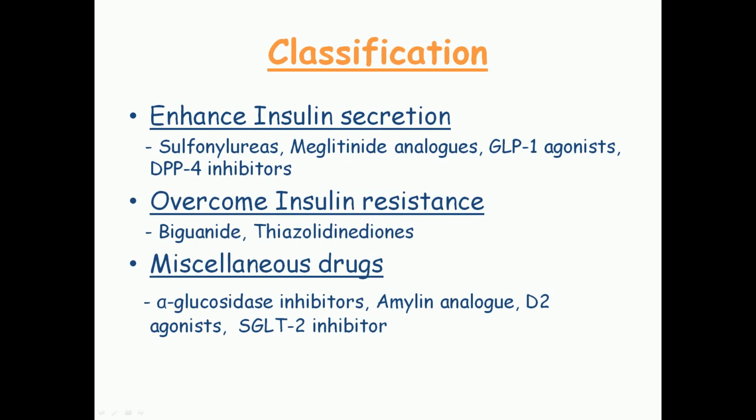The classification of the oral hypoglycemic drugs is done in the following way. There are few drugs which enhance insulin secretion. This includes Sulfonylureas, Meglitinide analogues, GLP-1 agonists, DPP-4 inhibitors. The drugs which help overcome insulin resistance are Biguanides, Thiazolidinediones. There are miscellaneous drugs such as alpha-glucosidase inhibitors, Amylin analogue, D2 agonists, SGLT2 inhibitors. Now we'll talk about each drug in detail.